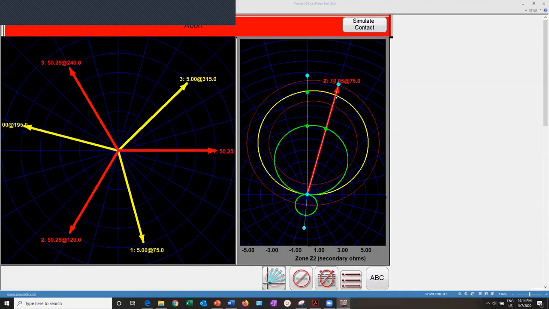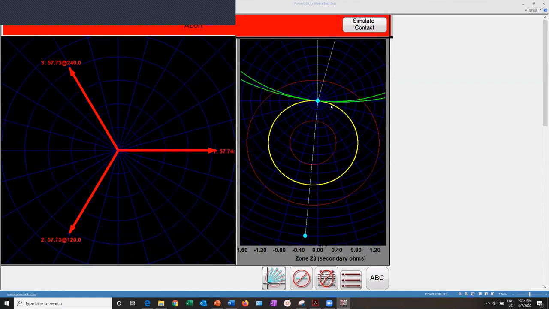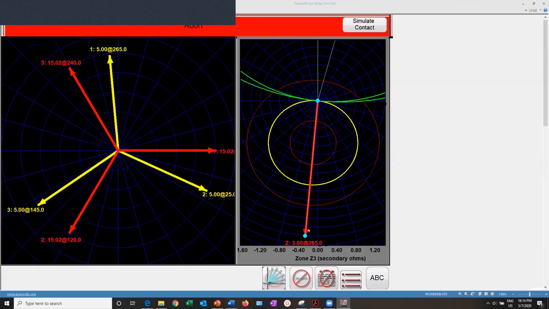Now we are going to test the same thing for the second fault on zone 2, and now we're going to go for zone 3. See how, again, the angle is fixed. The angle of the fault is fixed at the angle that I selected when I initially clicked on the fault. Down here, you can see that we are testing zone 3, that the selection is on secondary ohms, and that we are selecting a fault type ABC.